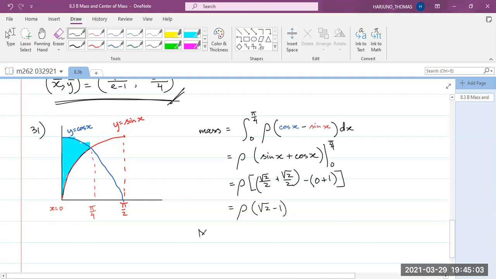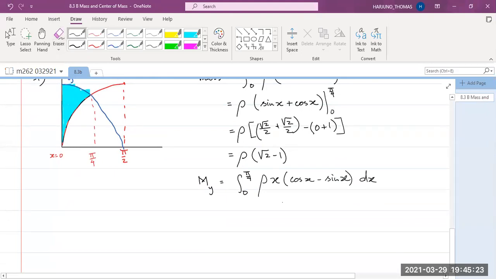How about the moment with respect to the y-axis? That's the integral from 0 to pi over 4 of rho times x times cosine x minus sine x dx. Okay, the rho comes out, right? I will do integration by parts. This one, this is 0. The integral of this is sine x plus cosine x. The integral of this is negative cosine x plus sine x.